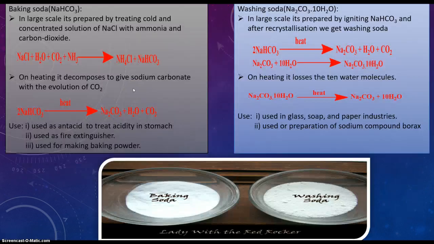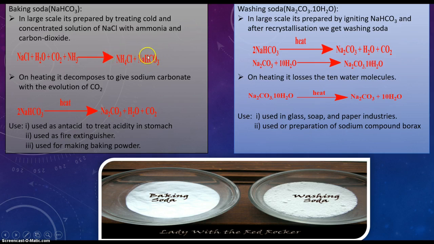Now let's move on to the production and uses of some important compounds, like first of all baking soda. Sodium bicarbonate is the formula of baking soda. In laboratory, baking soda is prepared by treating a cold concentrated solution of sodium chloride with ammonia and carbon dioxide. If we treat a cold NaCl solution with ammonia and carbon dioxide, we get sodium bicarbonate as the major product with the liberation of ammonium chloride.